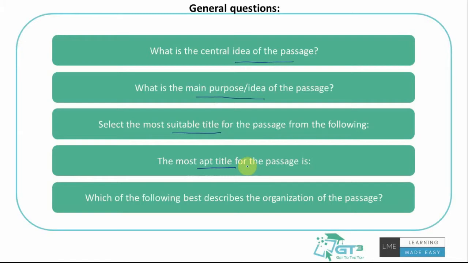So you look at the options and understand which of the title would justify the topic being discussed by the author in the passage. The other type in the same category is which of the following best describes the organization of the passage, right? The structure of the passage. So these are all the questions which you can answer only if you get a good sense of the passage, the gist of the passage.